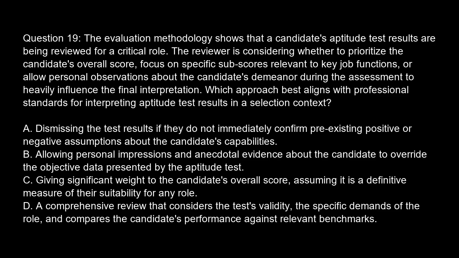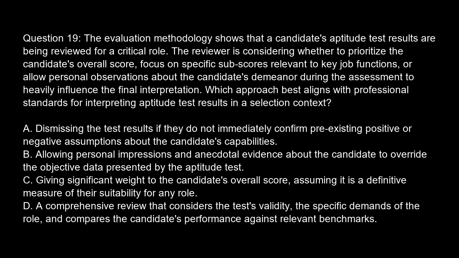Question 19. The evaluation methodology shows that a candidate's aptitude test results are being reviewed for a critical role. The reviewer is considering whether to prioritize the candidate's overall score, focus on specific subscores relevant to key job functions, or allow personal observations about the candidate's demeanor during the assessment to heavily influence the final interpretation. Which approach best aligns with professional standards for interpreting aptitude test results in a selection context?